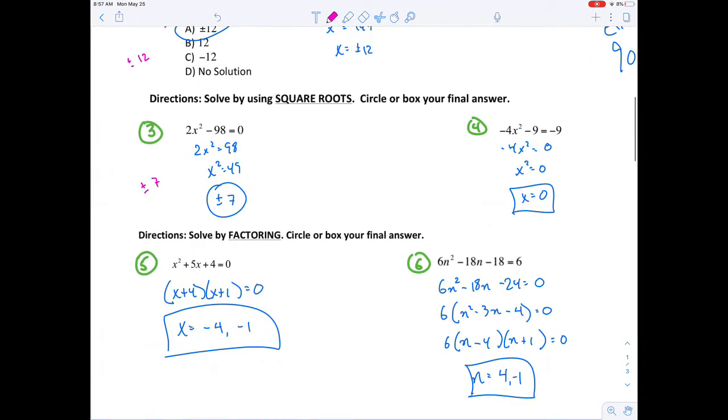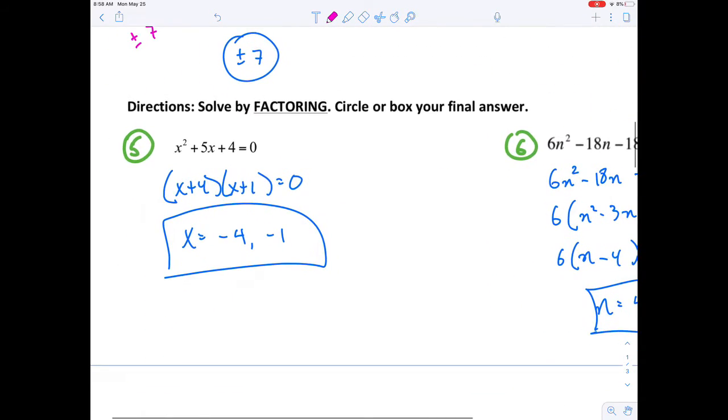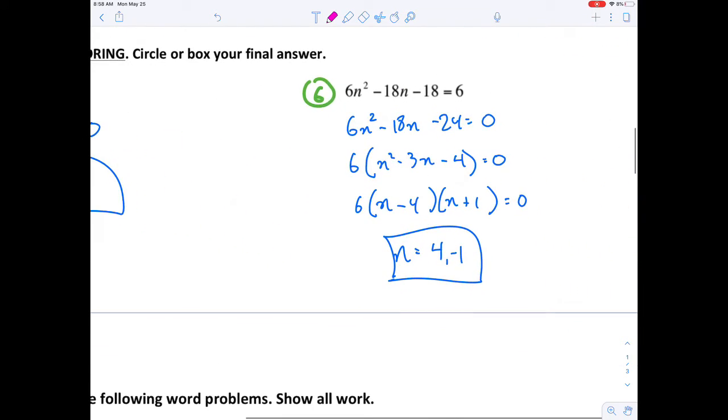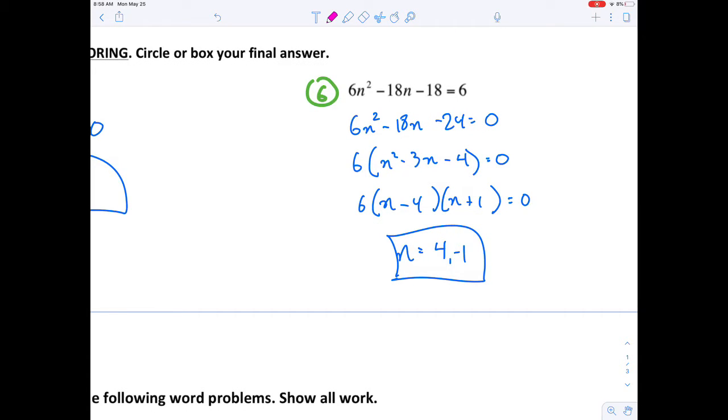Number 4, x is 0. Most everybody got that one. Number 5, as long as you factored it correctly, pretty much everybody got -4 and -1. Number 6, a few people got thrown off by number 6. I think I saw some no solutions. I'm guessing it was because of the 6. I'm not really 100% sure.